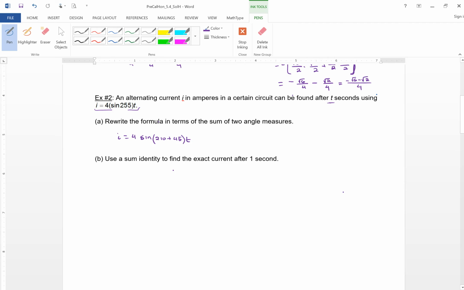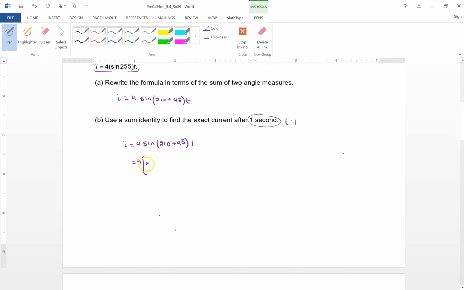Use a sum identity to find the exact current after 1 second. So now t is equal to 1. I want to make 255, so it's 210 plus 45. 210 isn't like a special angle. It is, it's 180 plus 30. So now you have 4 sine of 210 plus 45 times 1. So this is 4 times, in brackets, sine of 210 cosine of 45, plus cosine of 210 sine of 45.